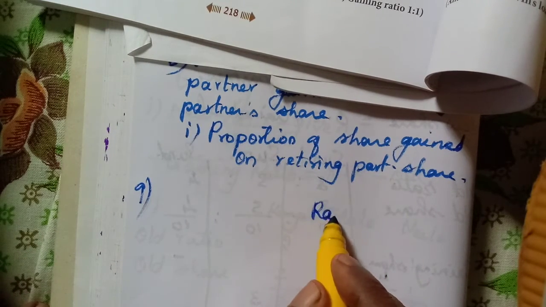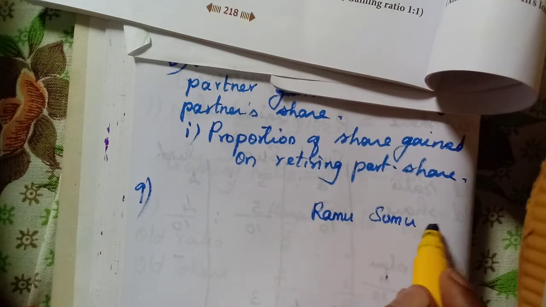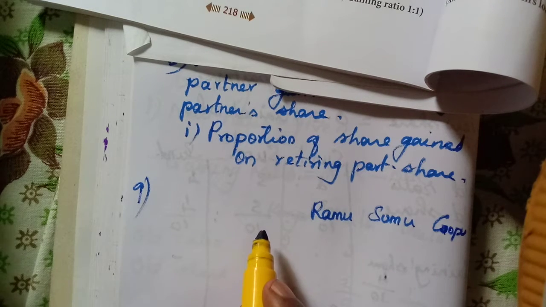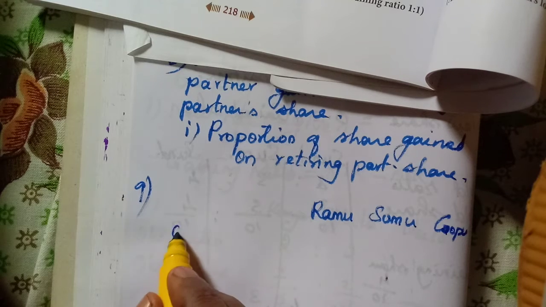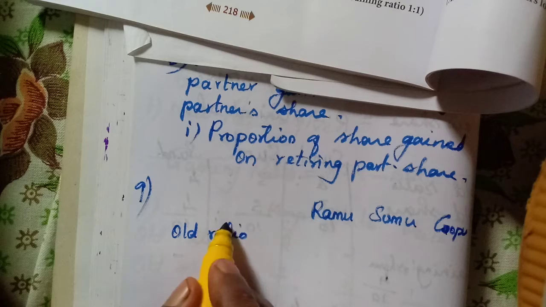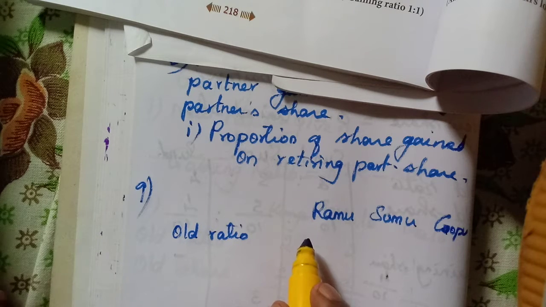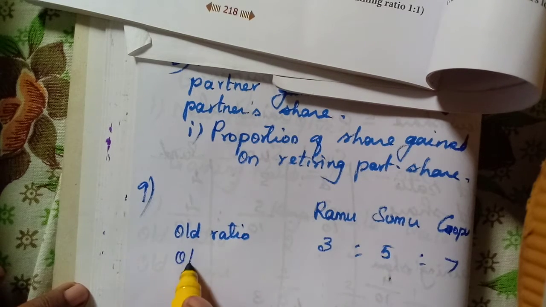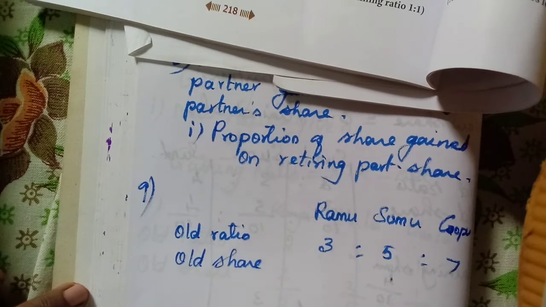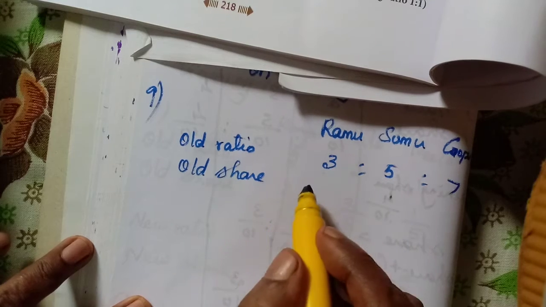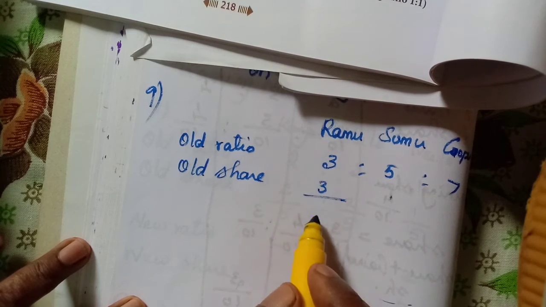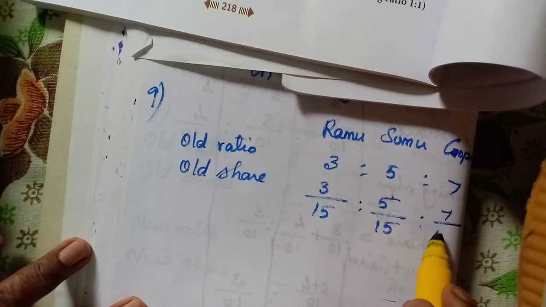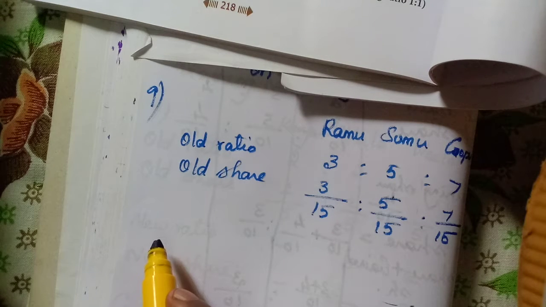Ramu, Somu, Gopu. Then old ratio 3:5:7. So old share: 3/15, 5/15, 7/15.